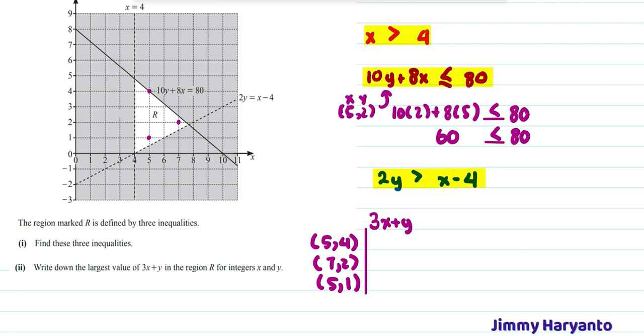If I input the values of x and y, you'll have 3 times 5 is 15, 15 plus 4 equals 19. Then this one is 21 plus 2 is 23, and this one is 15 plus 1 equals 16. So the largest value is 23.